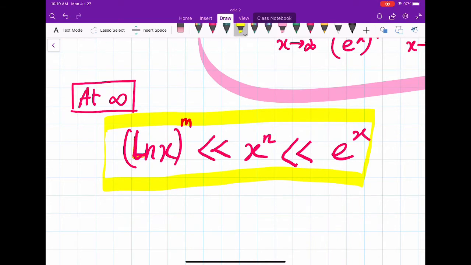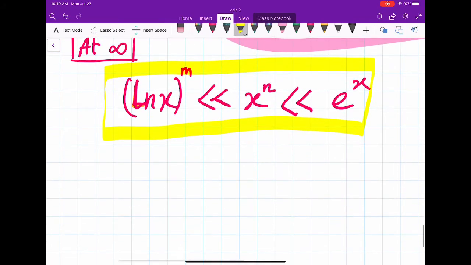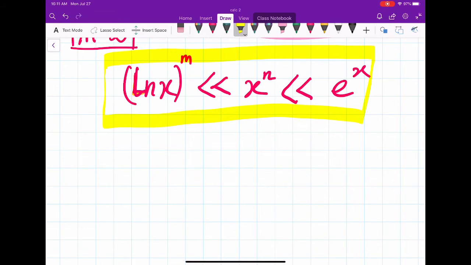We study series, we study different criteria for series to converge. And many series involve logarithmic function, exponential, and then polynomials. Okay? And I will not repeat this again. We need to use comparison at infinity. Okay? Comparison at infinity.